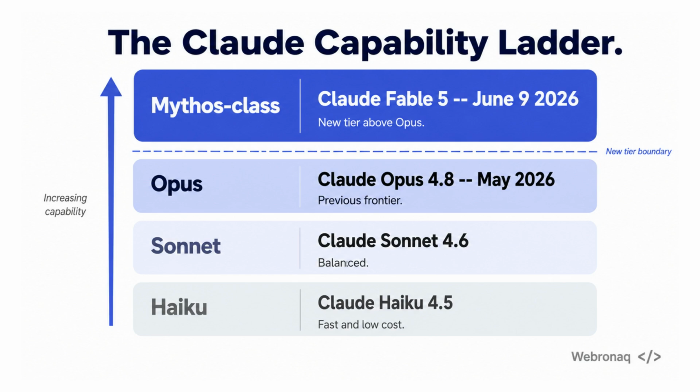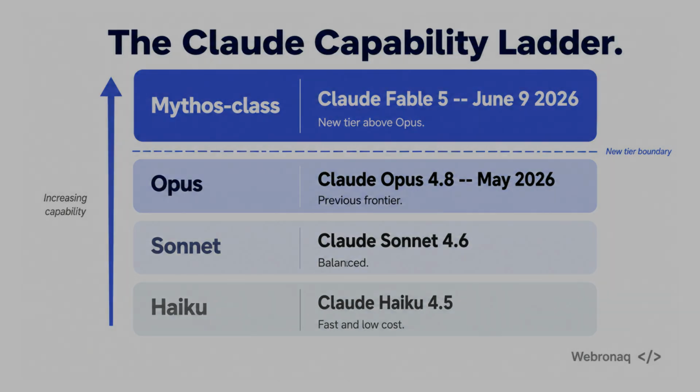Then on June 9, 2026, Anthropic added something new, a 4th tier called Mythos-class, sitting above Opus entirely. Claude Fable 5 is the first publicly available model from that tier. It is not an Opus update. It is not Opus 5. It is a different class of model, the way a graduate degree sits above an undergraduate one, not just a harder version of the same thing. That is the key distinction the naming trips people up on. Now let's look at what that tier difference actually means in numbers.